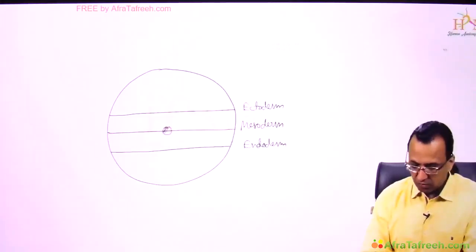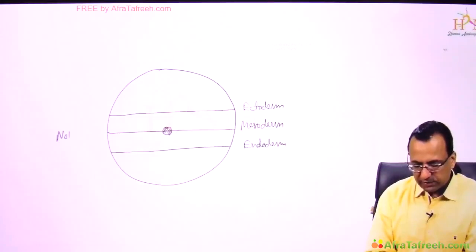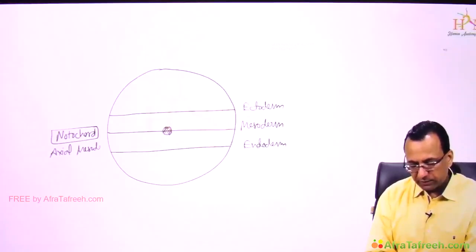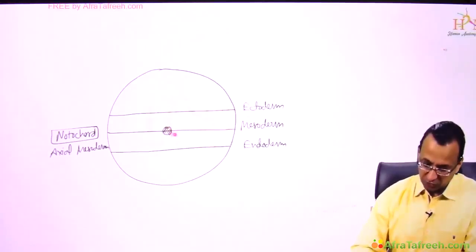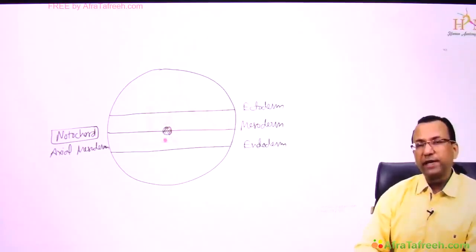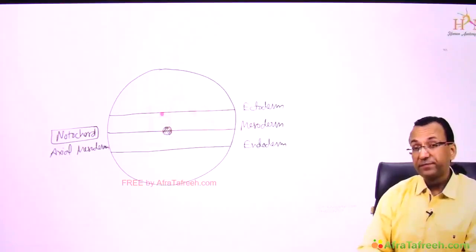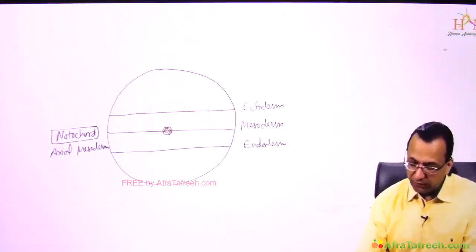Now, what happens is there is a notochord. And what is notochord about? Notochord is actually the axial mesoderm. Now, if you say notochord is the axial mesoderm, what is it important for? This notochord is going to stimulate the overlying ectoderm so that the overlying ectoderm will change into neuroectoderm.